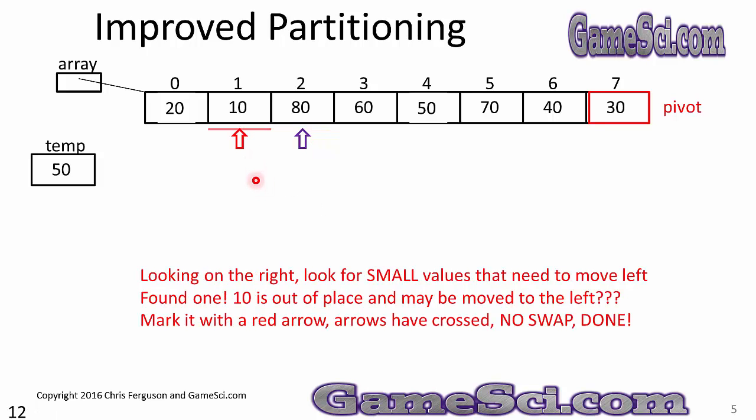Looking on the right side, look for small values that need to be moved to left. We found one. 10 is out of place and may be moved, but notice my question marks. Mark it with the red arrow and notice that the arrows have crossed. When the purple and the red arrows cross, there's no swap. We're done with this scan.